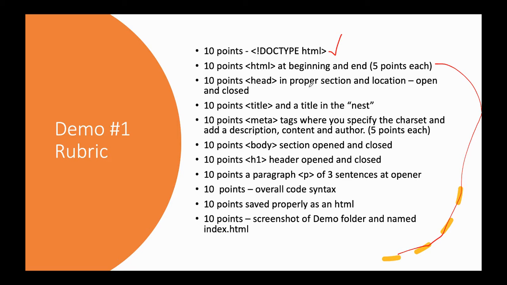The head in the proper section and location, open and close before, and then you've got the title, which is the title of the page that will appear at the top in the web browser. The three kinds of meta tags: the character set, description, content, author. And then we want to have the body section open and closed. I want a header 1 open and closed, and a little paragraph of 3 sentences as an opener.